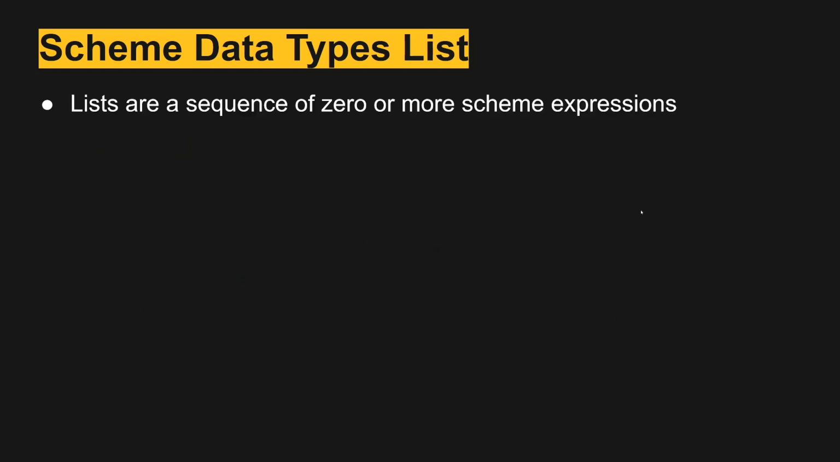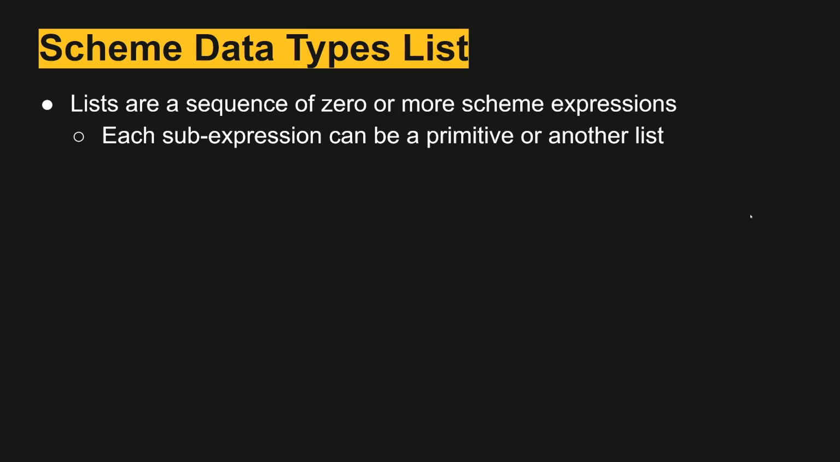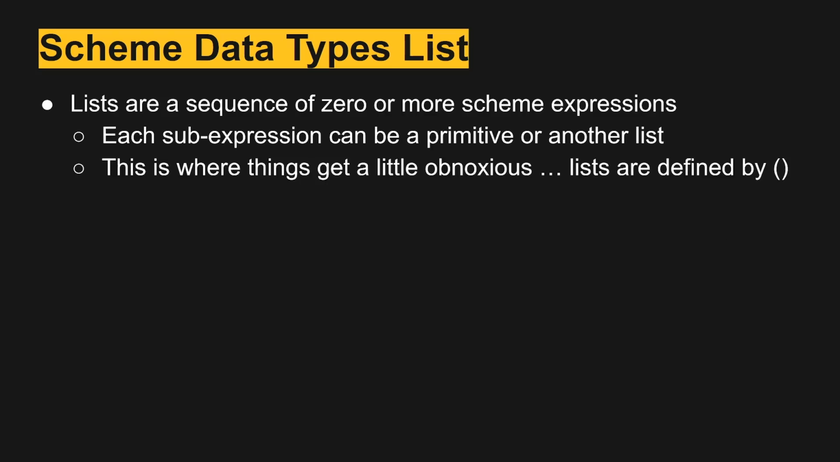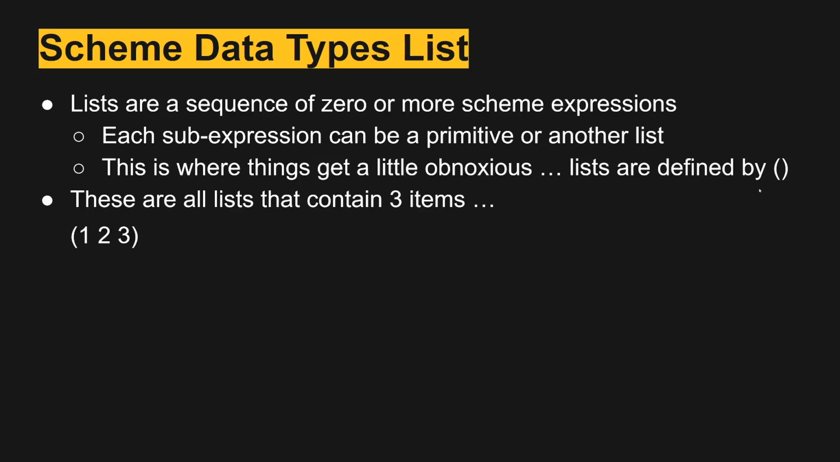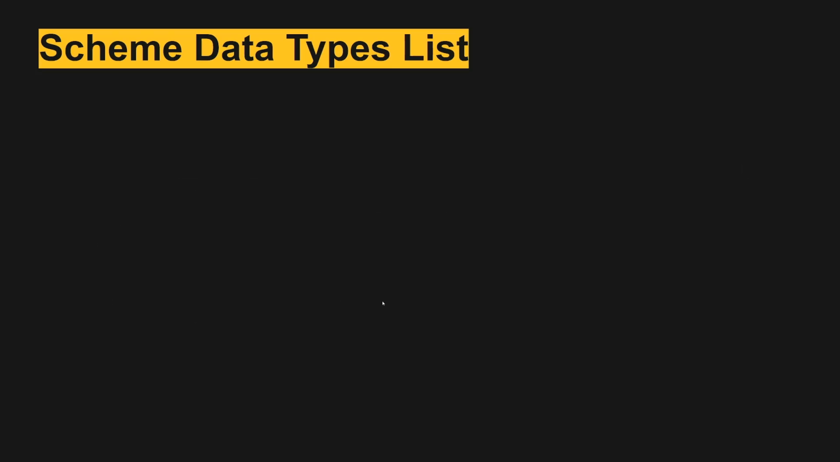Lists in Scheme are very similar. However, one of the differences with lists is that everything does not need to be the same type. Every element can actually be a different type. The thing that makes lists different as well is they are defined with parentheses. So we have a list like this that contains 3 items. This contains 3 items. These are all different: we have a string, we have a list within a list, and then we have a fraction.